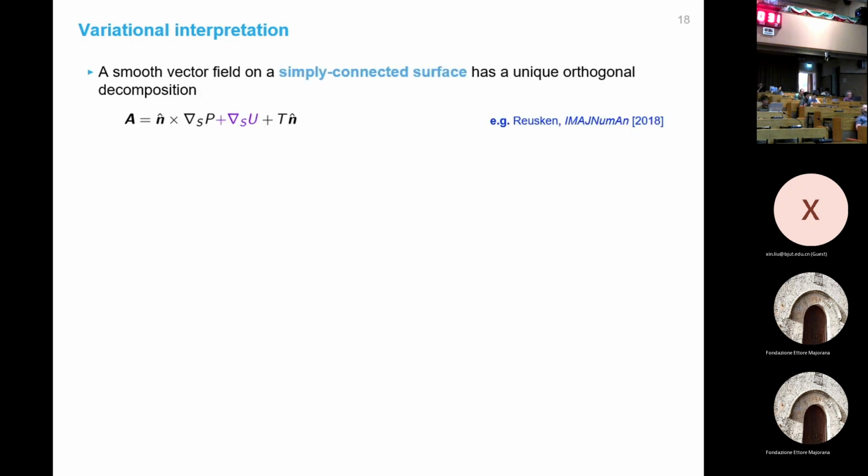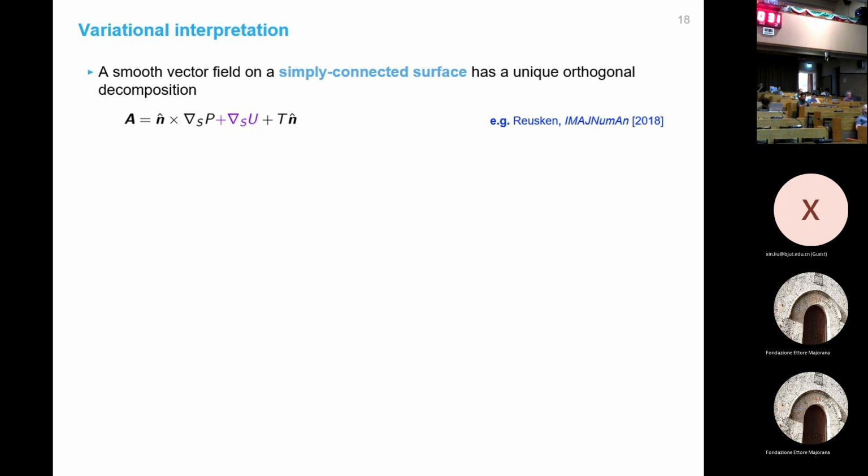Okay, so for the Coulomb gauge, we had a nice variational interpretation. It was like minimizing this integral of A squared, or it was taking only part of the Helmholtz decomposition. And you can do a similar thing with the winding gauge.